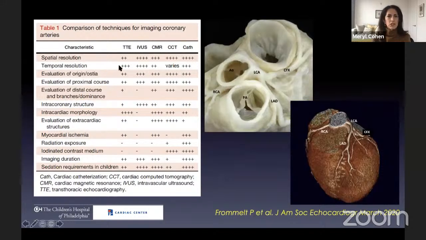And I just bring your attention to this comparison of techniques table from that guideline, just to show you that echocardiography has some limitations, particularly looking at distal course branching of the coronary arteries, whether there's an intracoronary abnormality, and also if there's an intramural course. And so it has some limitations that some of the other modalities do not have, but of course does not require ionizing radiation, can be done quite readily. So we use it as a first line in most circumstances.